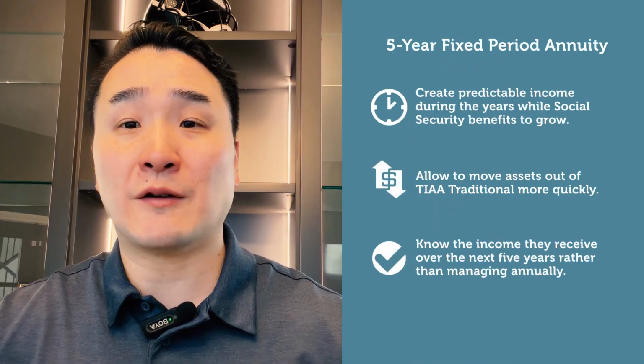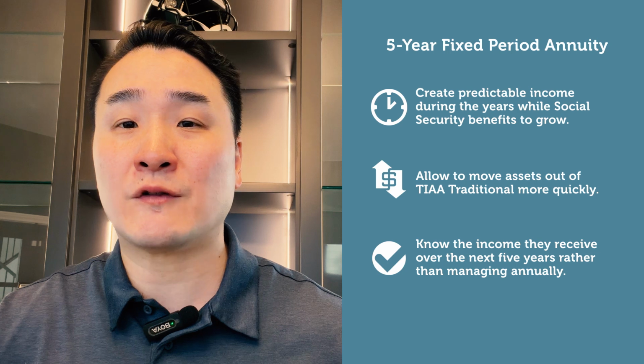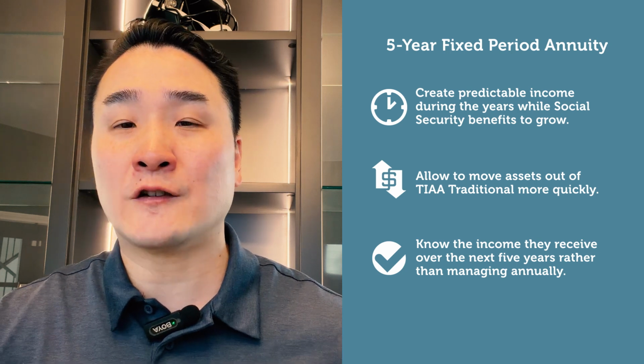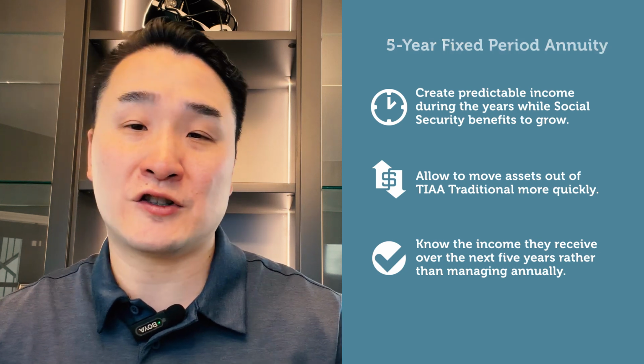Many retirees eventually want their retirement assets consolidated into an IRA where they have a broader range of investment choices. Because the fixed period annuity distributes funds over 5 years rather than nearly 10 years, eligible distributions can generally be rolled over into an IRA much faster than under a Transfer Payout Annuity. A third reason is simplicity. Some retirees prefer knowing exactly what income they'll receive over the next 5 years rather than managing annual decisions and distributions.